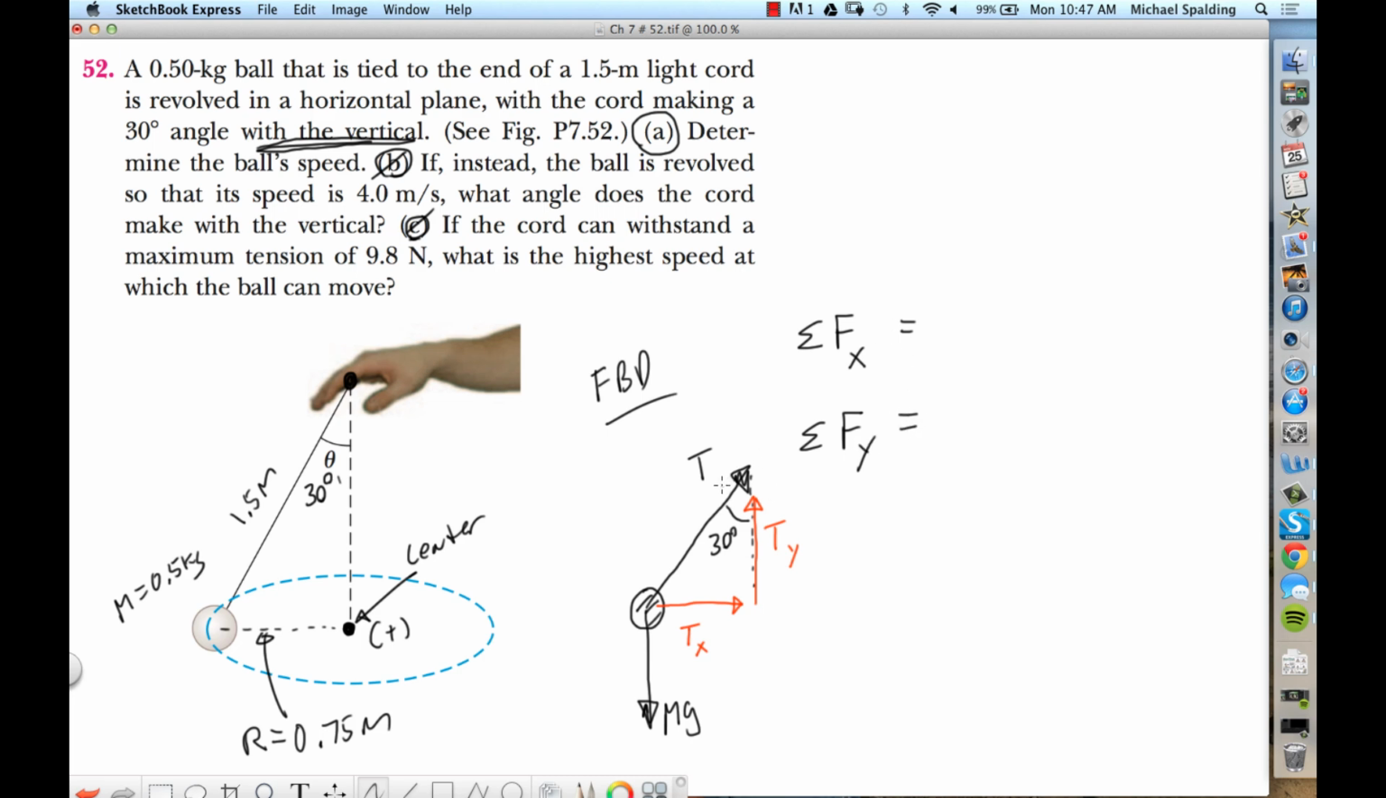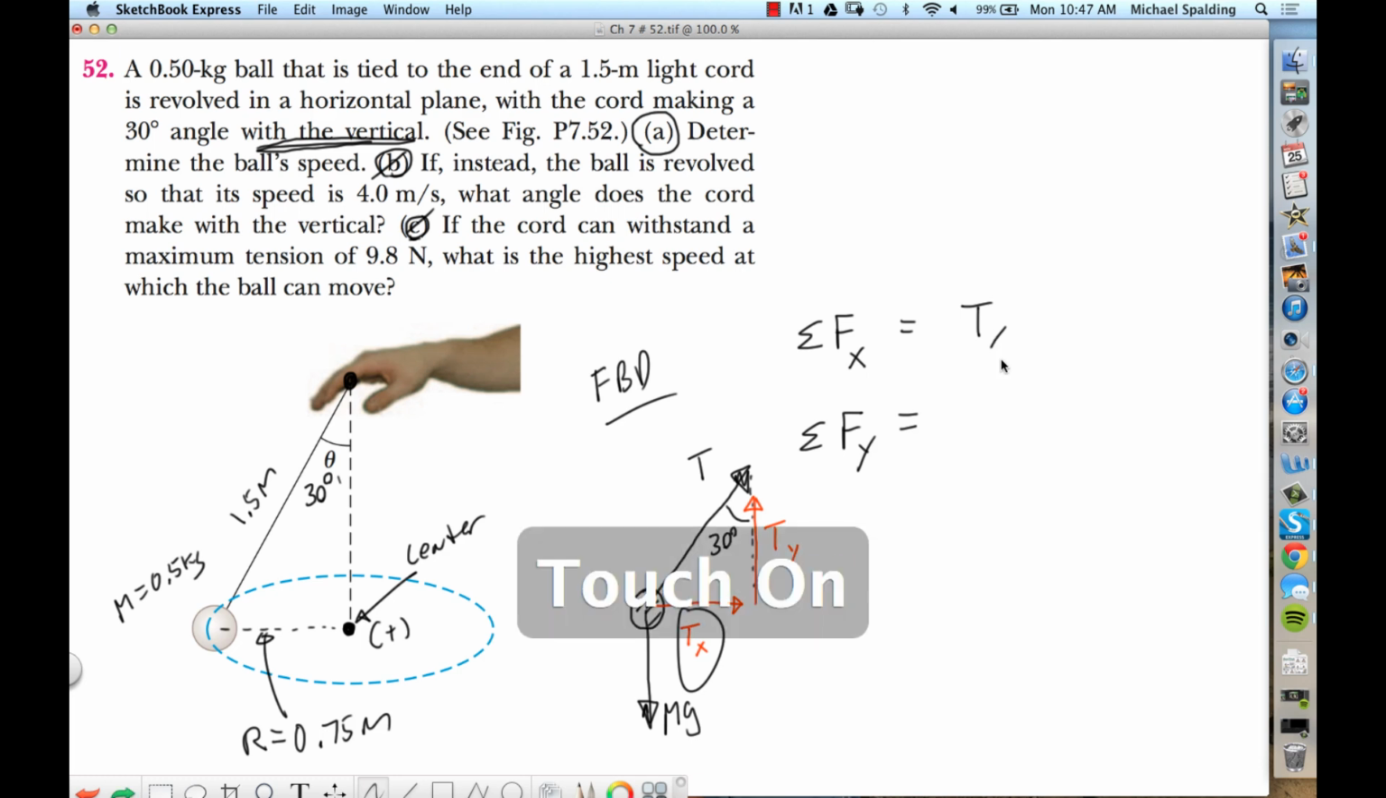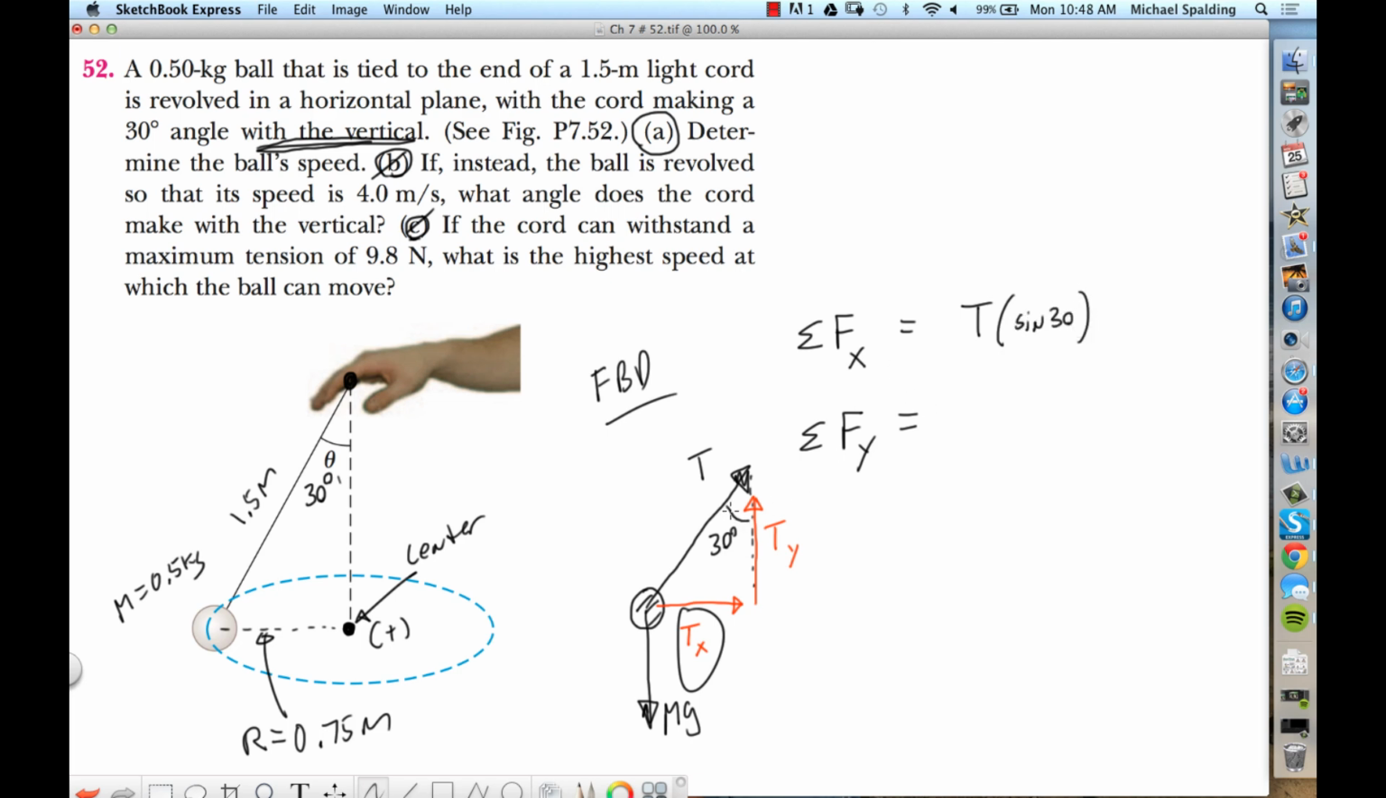What's the only x force for this problem? T sub x. Now what's T sub x equal to? You don't want to go T sub x. Don't do that. You want to put T sub x in terms of T. So what is T sub x going to be? T sine 30, because the 30 is up here, right? That's the angle they gave us, from the vertical. So T sub x is opposite, and T is the hypotenuse. So it's T sine 30. Any other forces in the x? No.